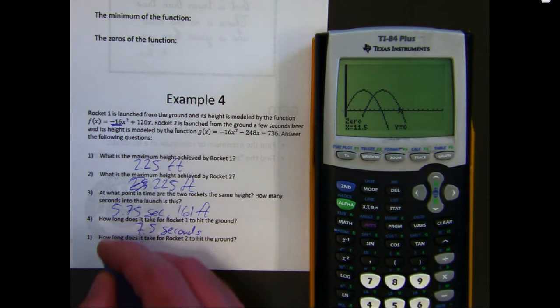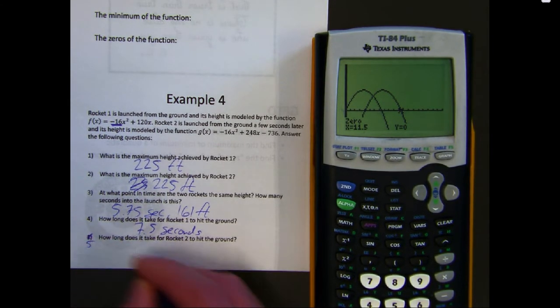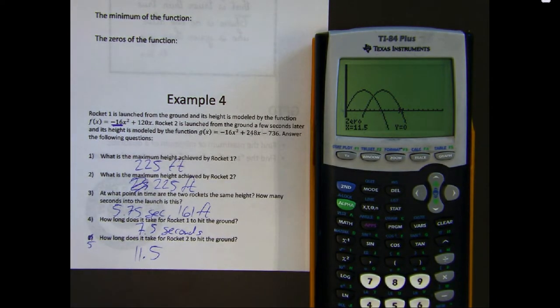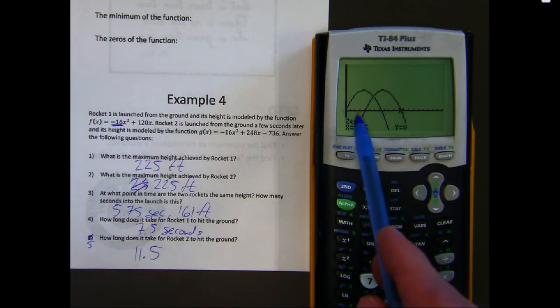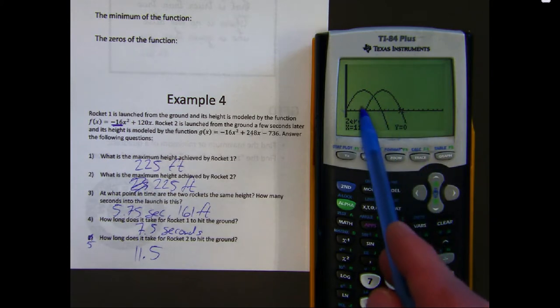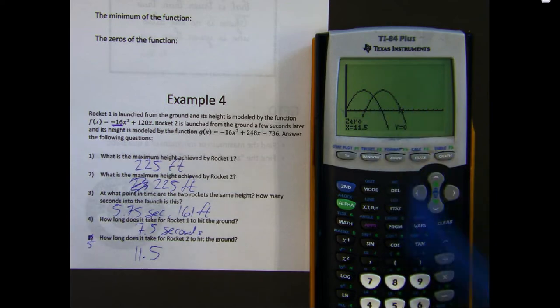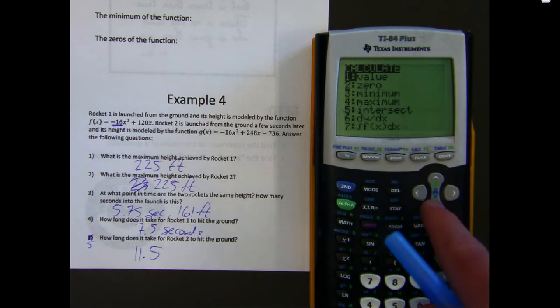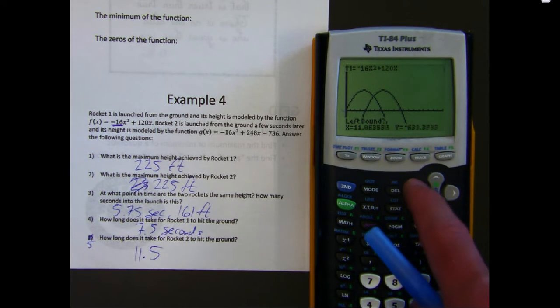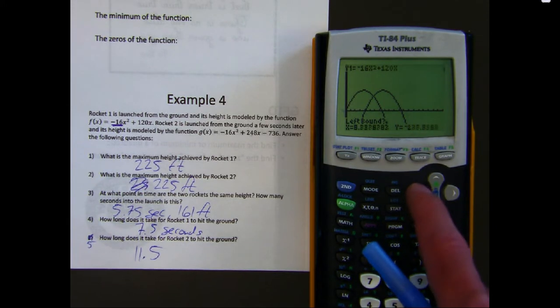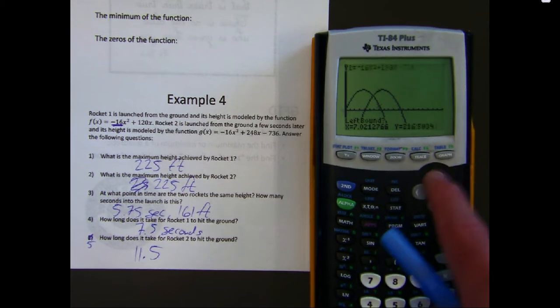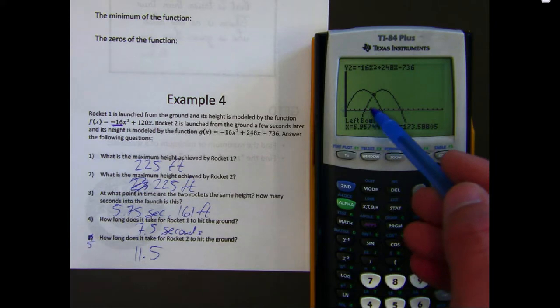Now, this rocket does not go in the air for 11.5 seconds because it doesn't start off at time equals 0 and land at 11.5. It starts at whatever time that is, so we have to figure out that time as well. If we do second trace 0, we do the same thing. Find our cursor again. There we go. Switch to the other function. We have to figure out what that zero is.